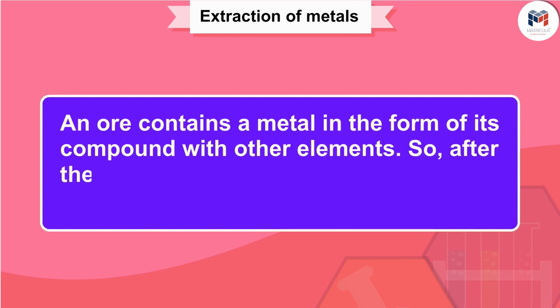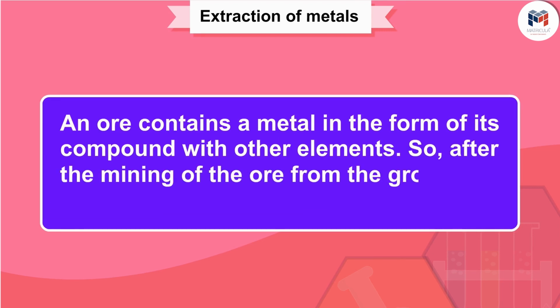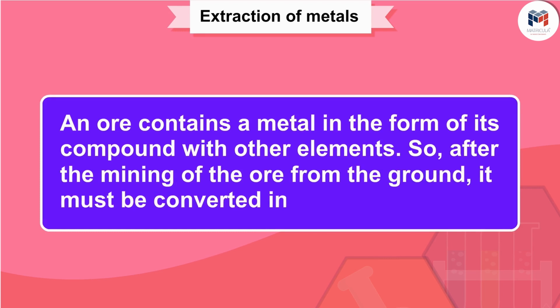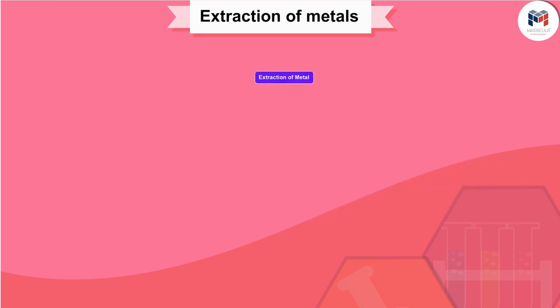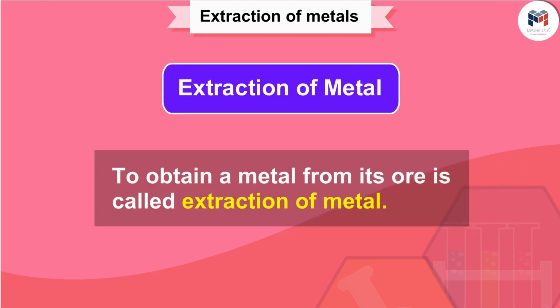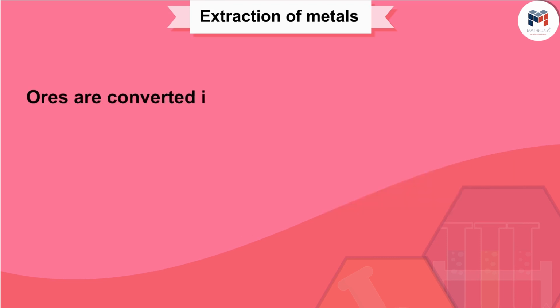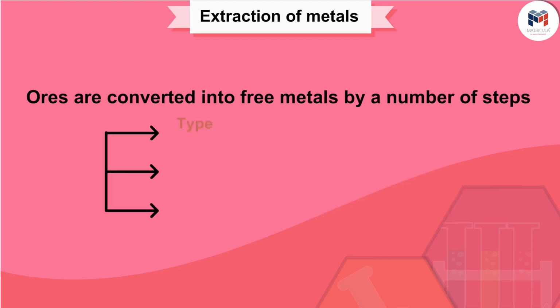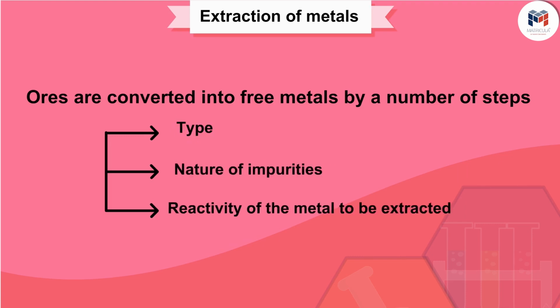After the mining of the ore from the ground, it must be converted into pure metal. To obtain a metal from its ore is called extraction of metal. Now children, ores are converted into free metals by a number of steps, which depend on the type of the ore used, nature of the impurities, and reactivity of the metal to be extracted.